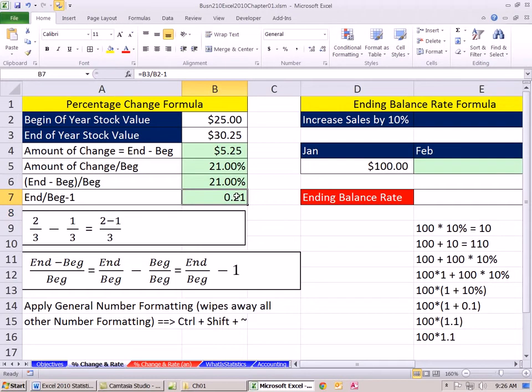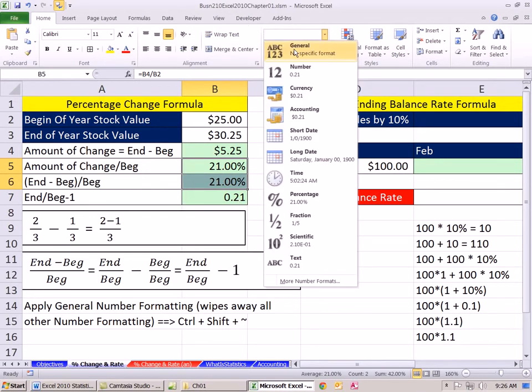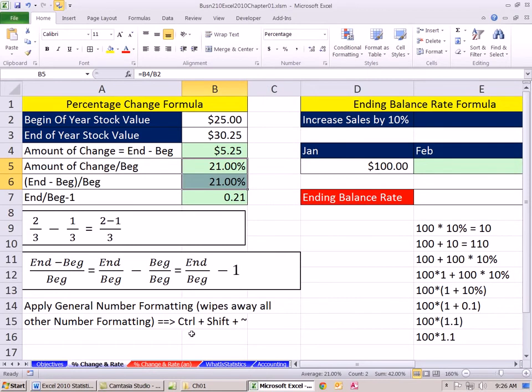Notice that one is not formatted. These 2 cells were pre-formatted. This one was not. They both have the same underlying number. This is formatted. This is not. By the way, I have a keyboard shortcut here. If you'd like to not see the percentage, you could simply apply the General format. We saw how to do this last chapter. Or you could use this keyboard shortcut, Control-Shift-tilde.